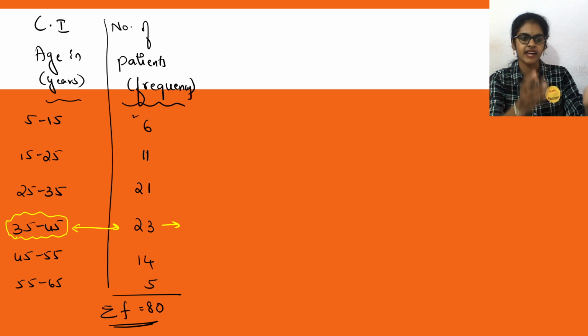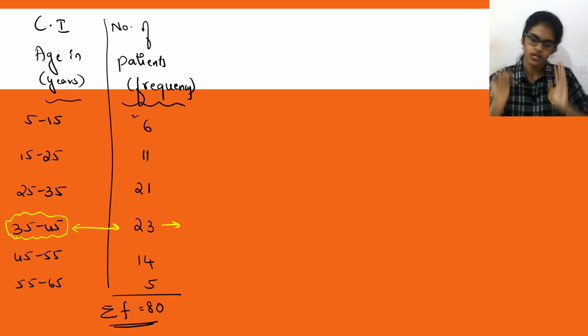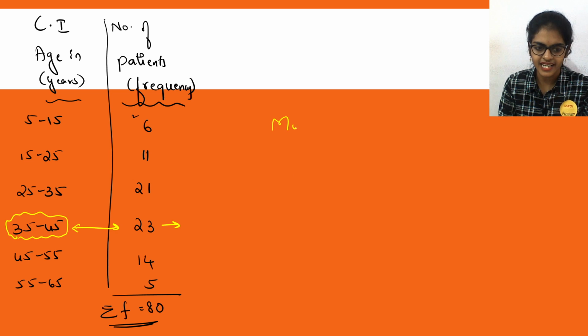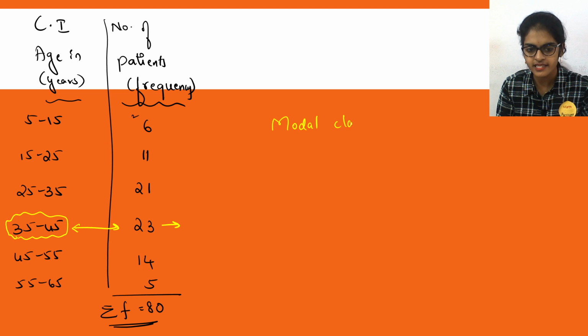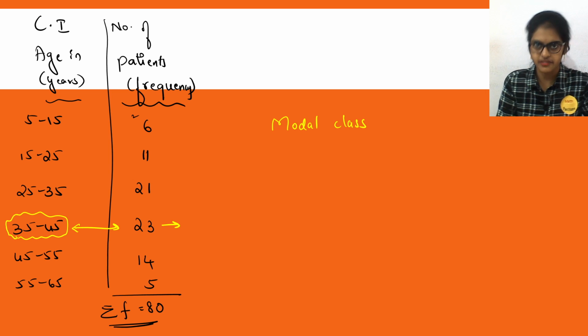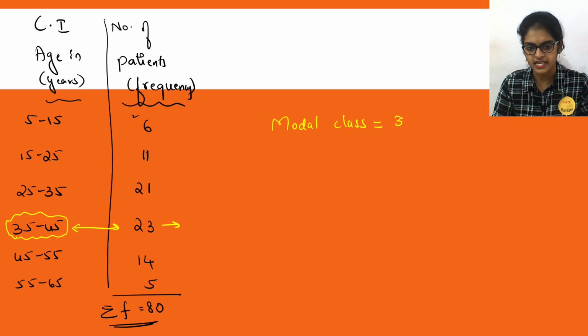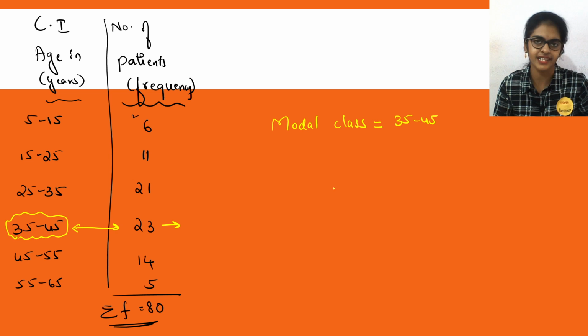We are just taking the values from the given table only. Okay. So here modal class, how did we choose a modal class? Firstly, we are choosing the highest frequency. Okay, the class interval of that particular highest frequency is nothing but modal class. So it is 35 to 45 is called modal class.